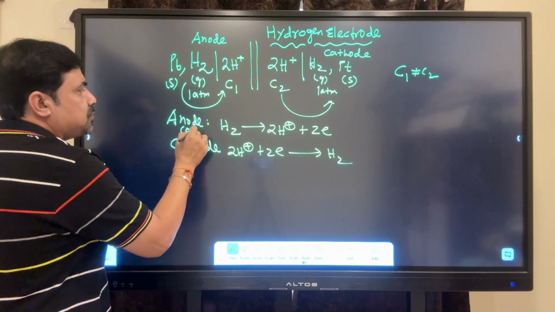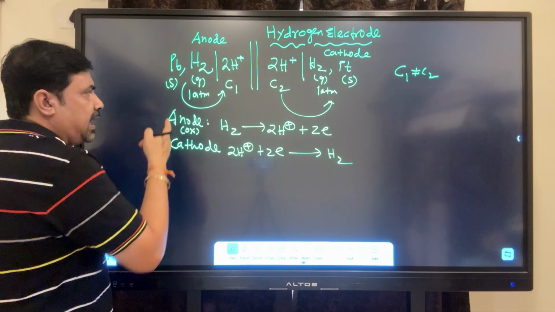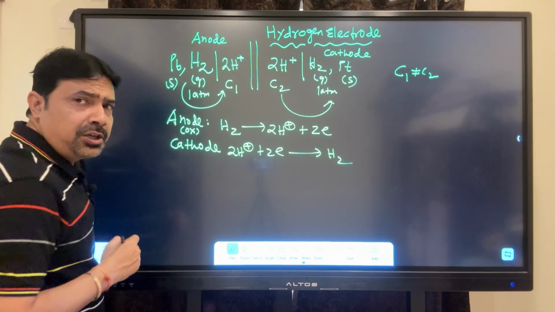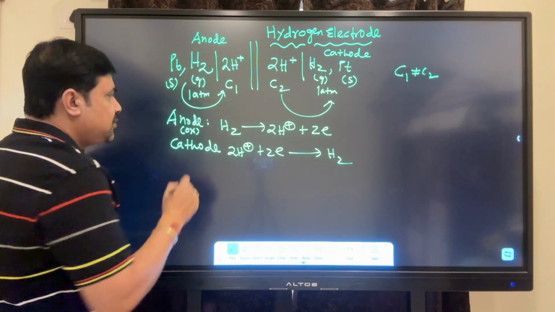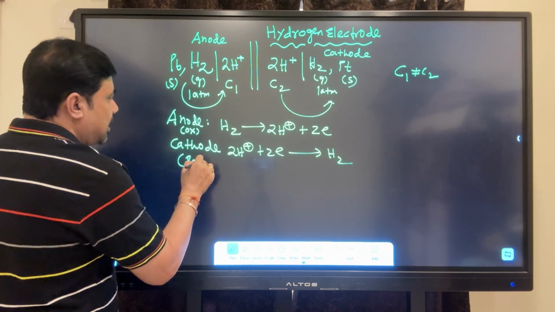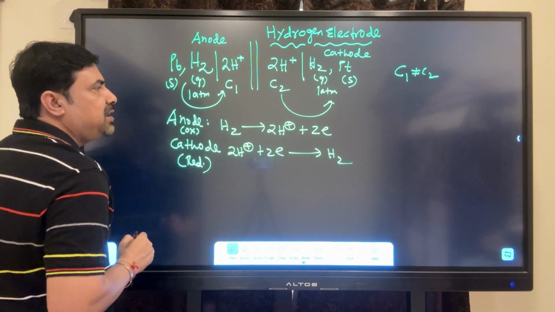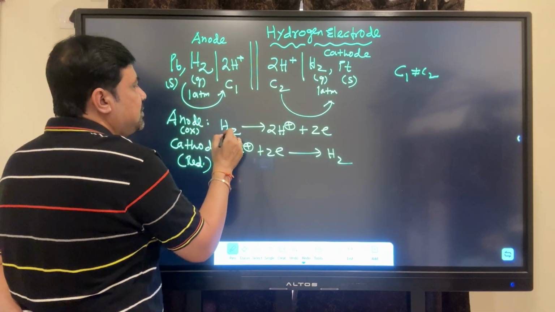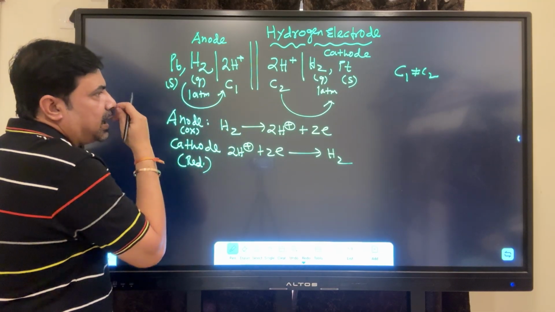Anode means oxidation, vowel for vowel. Anode, A is a vowel, oxidation, O is a vowel. Like that you will remember, vowel for vowel. Then cathode means reduction. Now, whenever hydrogen is there, there will be a pressure term. That's why here the pressure is 1 atmosphere.